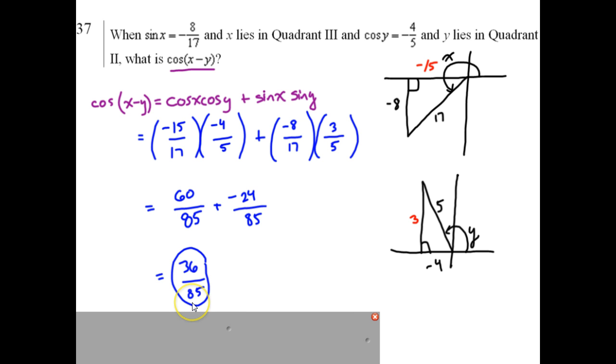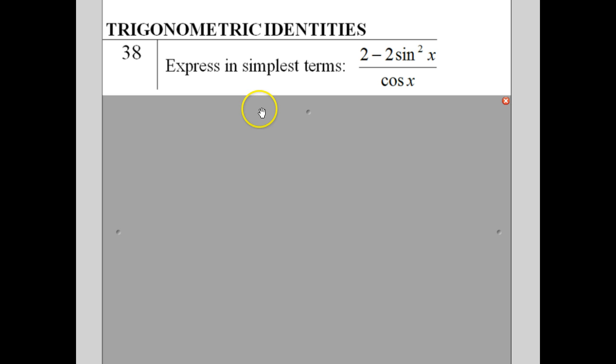So we've got 36/85. There's our answer. Our next question involves simplifying using a trig identity. So when I see this expression, the first thing I want to do is see if there's any obvious simplifying, and I don't see it.